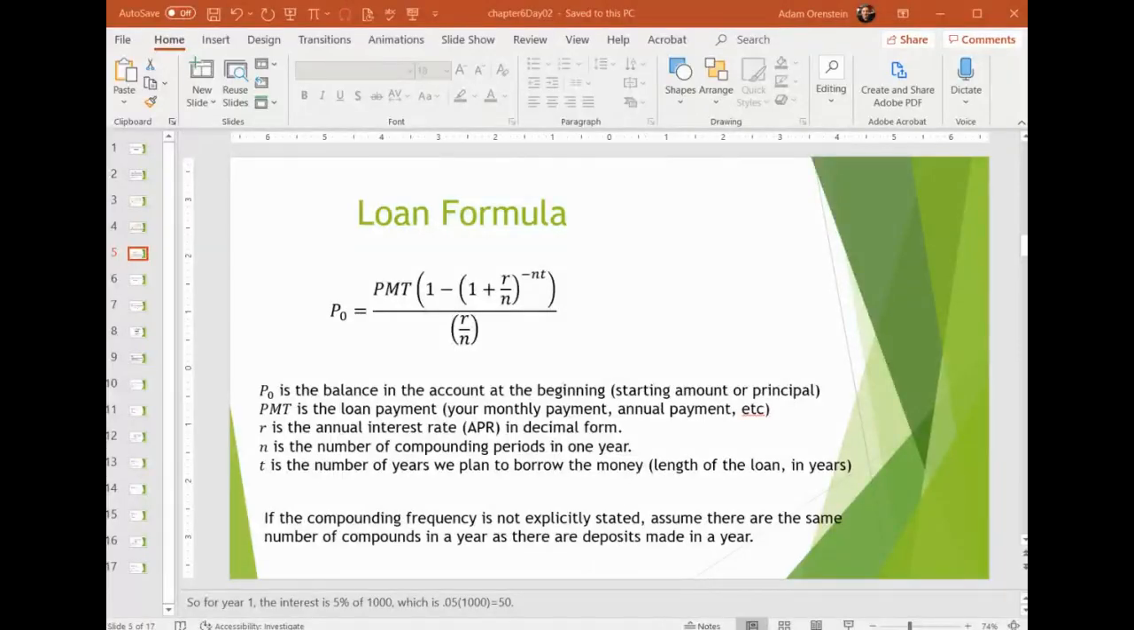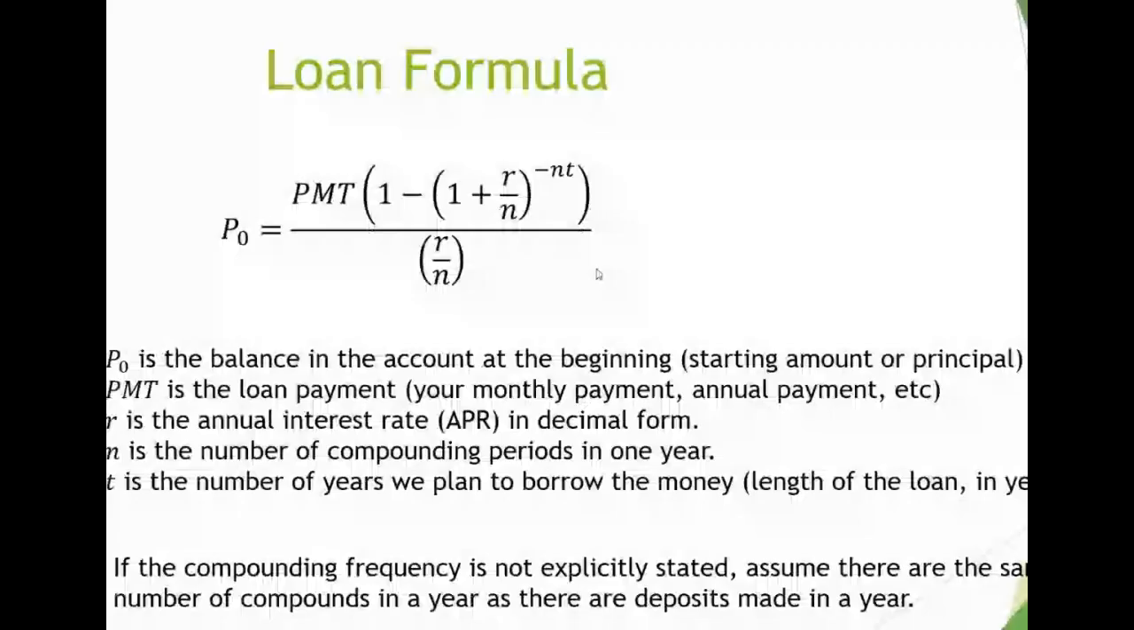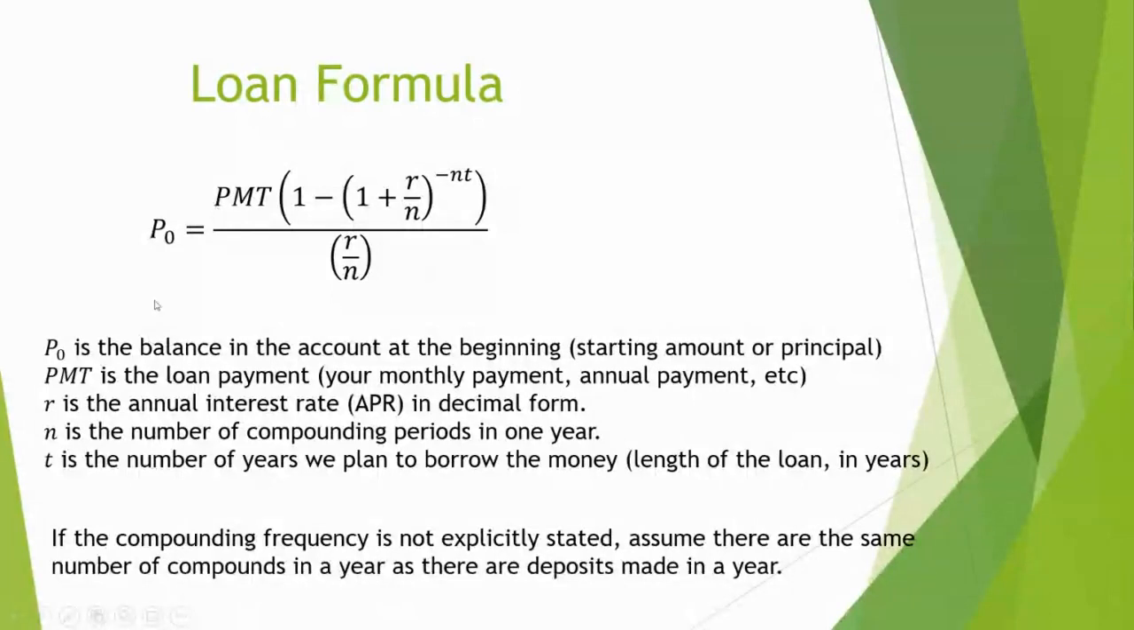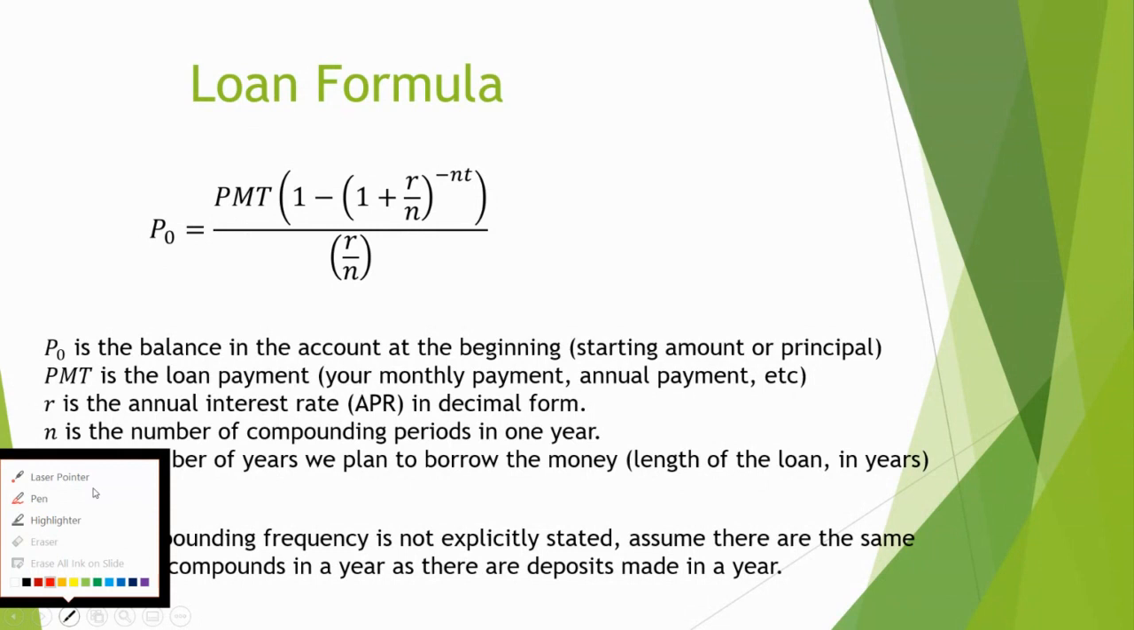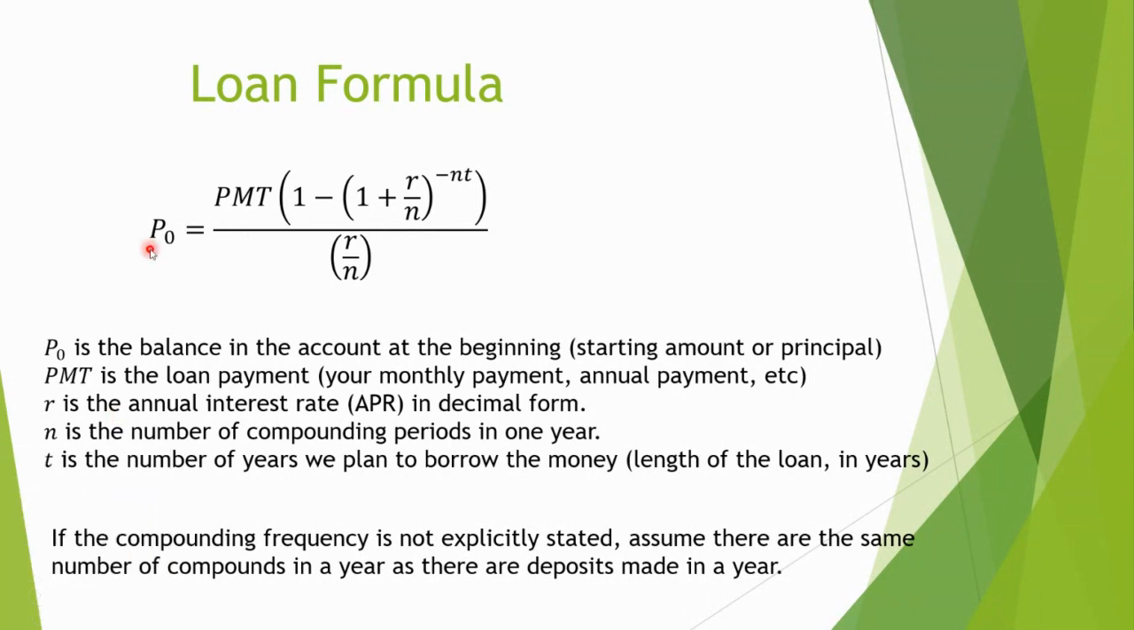Okay, so again, we're looking at this loan formula. It's really the same as a payout annuity formula, if I remember correctly. It's not much different. P0, remember, that's the balance in the beginning. So in the previous example, it would have been the $1,000. PMT is the payments we're making.